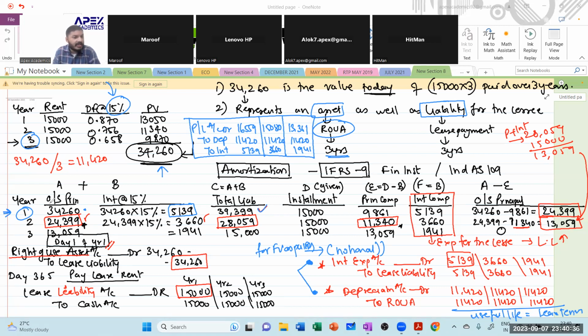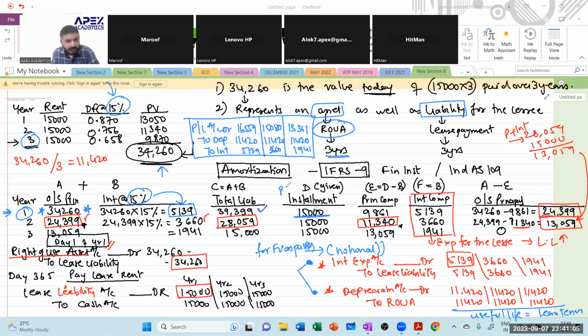What was the outstanding at the beginning of the year? 34260. On that, interest was charged at how much percentage? 15%. What is the interest? 5139. What is the total liability? 39399. How much installment, that is rent, are you paying?